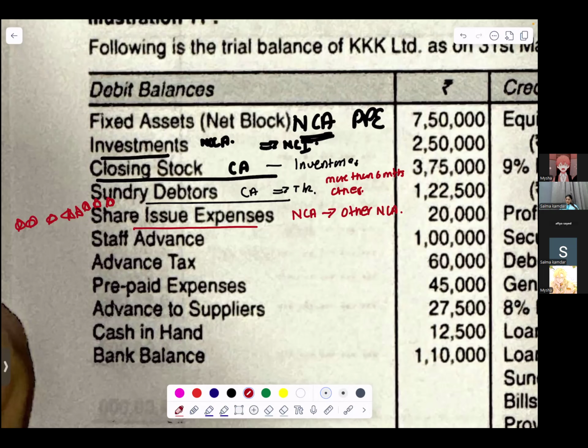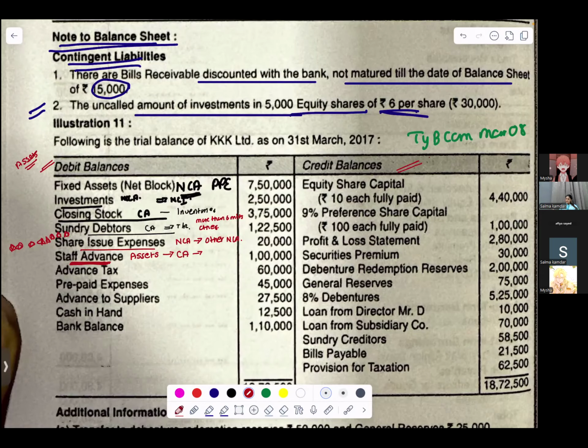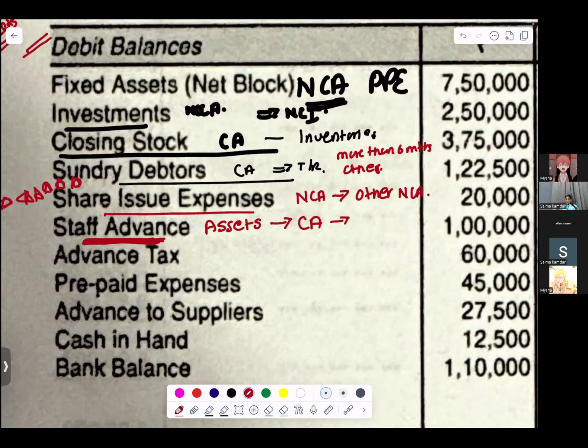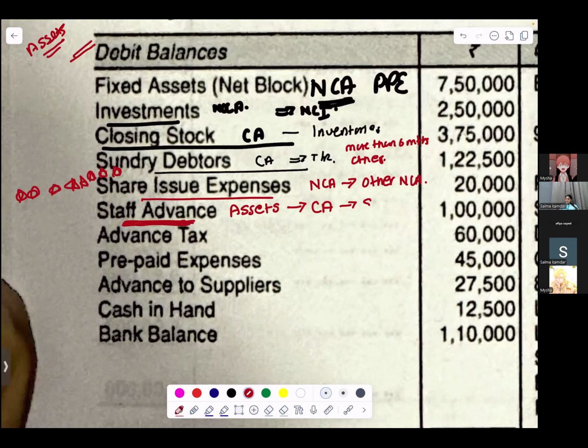Okay. Advance. Giving advance to staff. Maisha, where will this go? Advance to staff. Will it go in assets? Yes, current assets. Anything on the debit side goes to the assets, always remember. And anything on the credit side goes to the liabilities. So staff advance, where will it go? Assets, current assets, and it goes in short-term loans and advances.